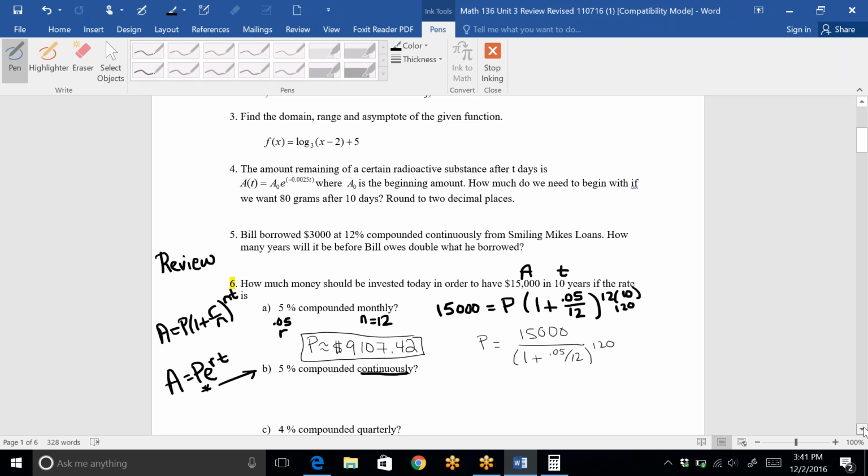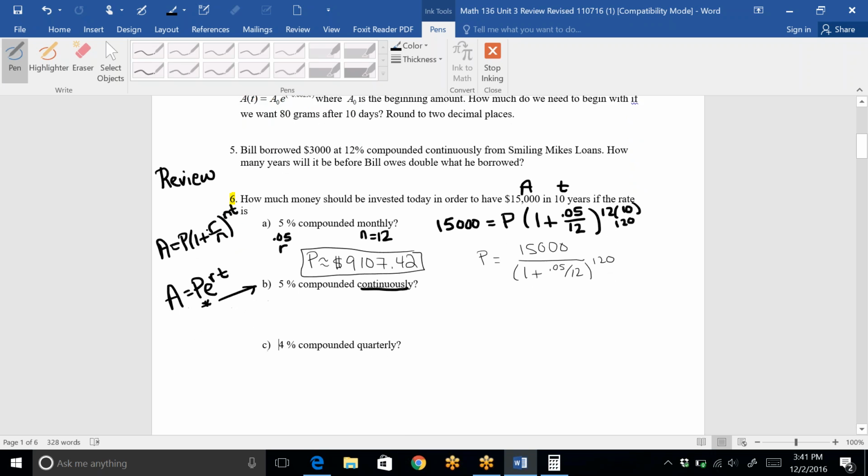I'm going to do part B, and then I'm going to leave C as one you can try on your own and check. Continuously means we're going to use the PERT formula, so 15,000 is still my initial goal that I want for the future. I don't know how much I'm going to invest today, and then I have E is a number, and then it's 0.05 again because the rate is still 0.05, and the time is still 10 years. So that actually makes this decimal exponent 0.5 if you multiply that out. So this is 15,000 divided by E to the 0.5 is P.